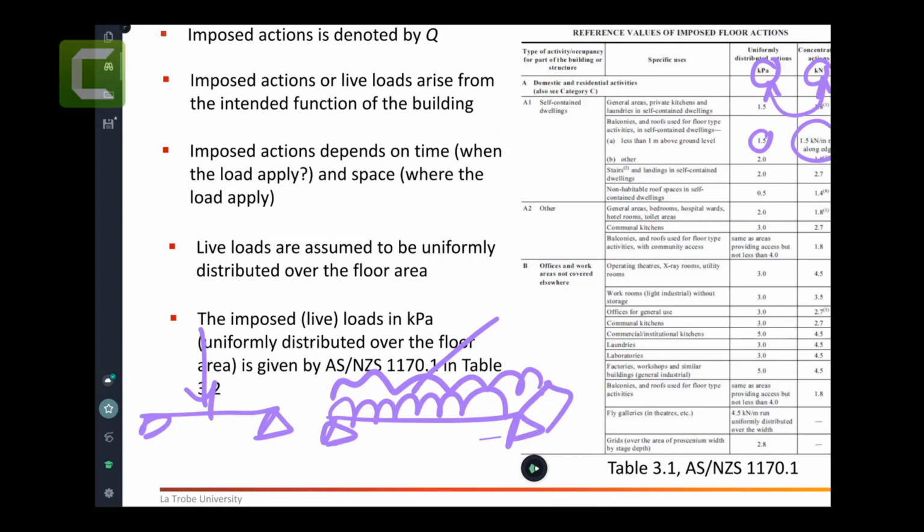Why is this happening? Because maybe the occupants will gather at a specific point within the floor, right? So that's why we have to look at two different situations: where the load is distributed, and where the load is gathered at one point. That gathered or concentrated load will be given differently by the standard. It's something the standards will tell us what to use.